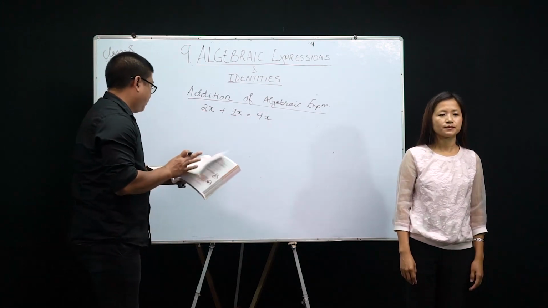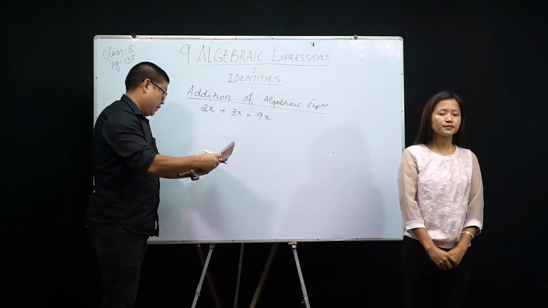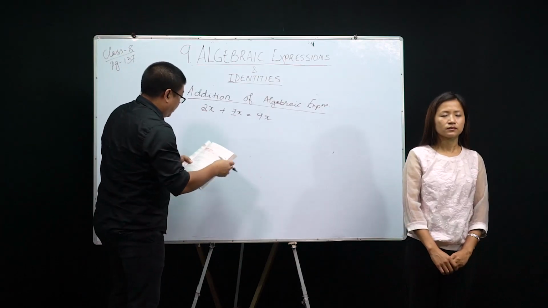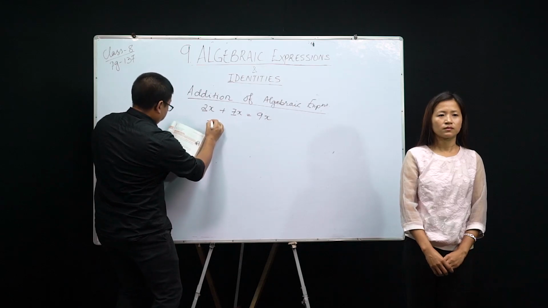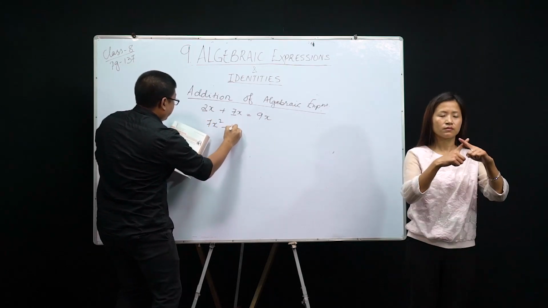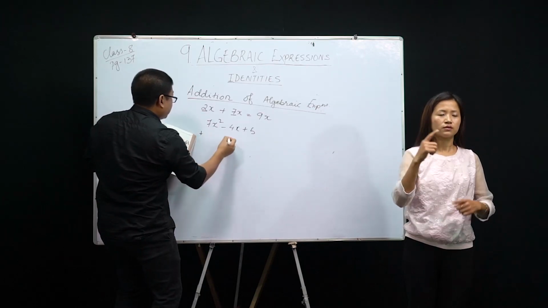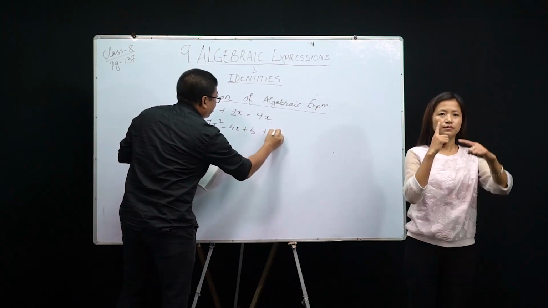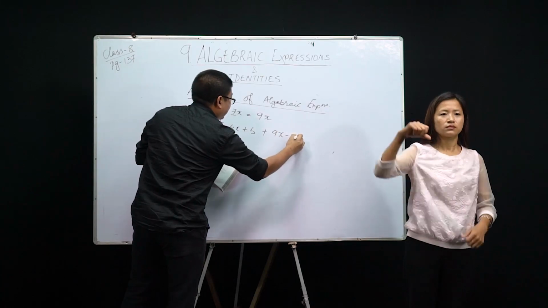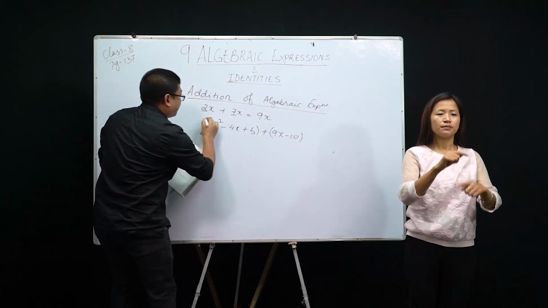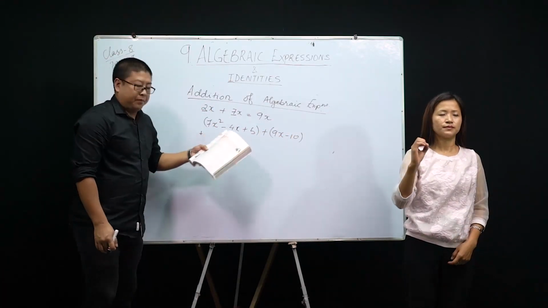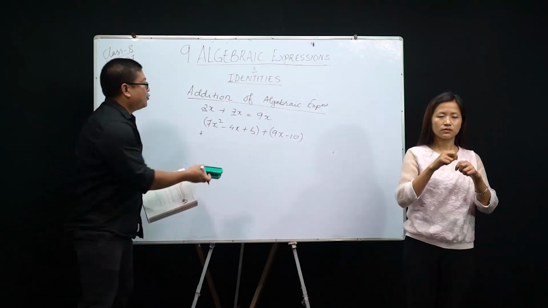I'll just take an example from the textbook. Alright. 7x squared minus 4x plus 5 plus, now they have given us like this, plus 9x minus 10. These are two separate expressions. Now we have to add them.